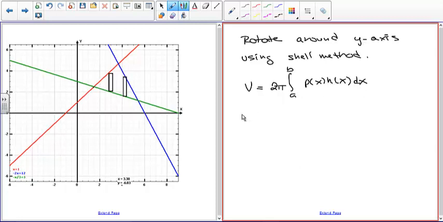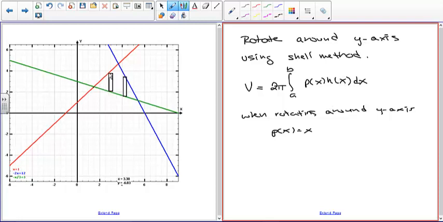Well, if you look at your notes from the other day, when rotating around the y-axis, p of x equals x. So that's easy. We got one of them. It's kind of a default. So all we have to do is figure out what h of x is.